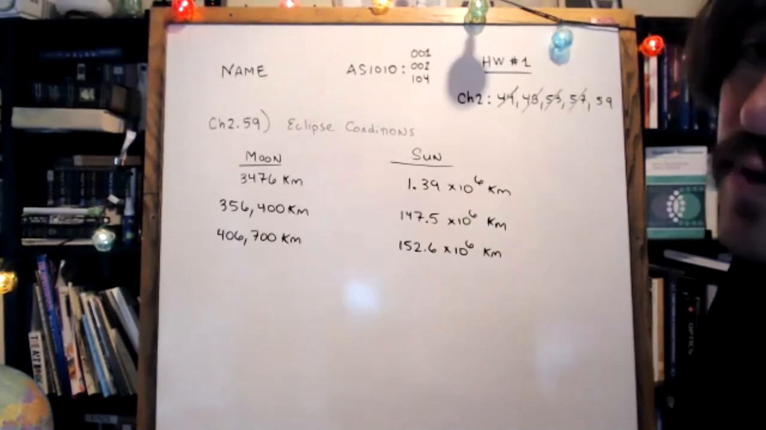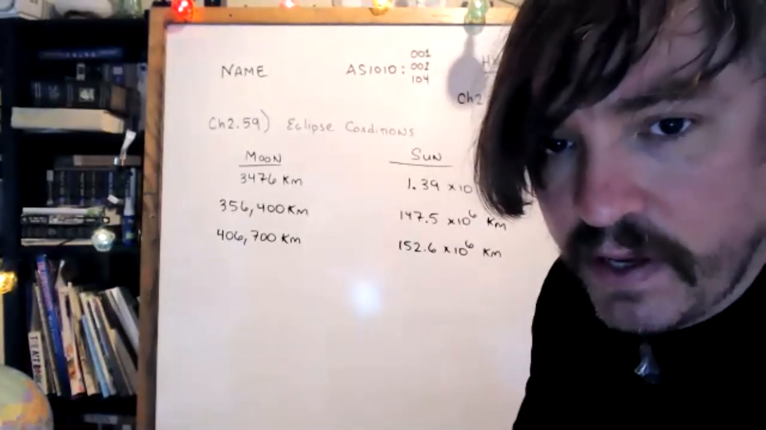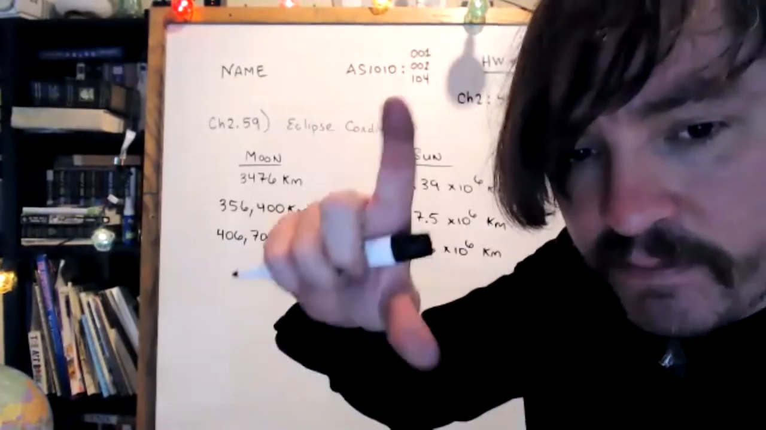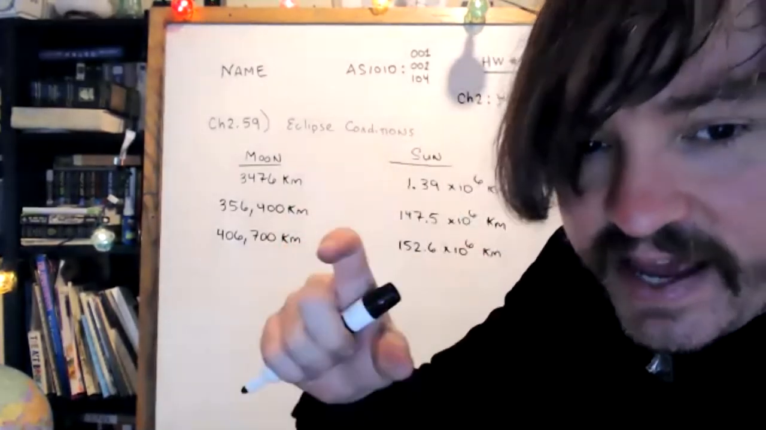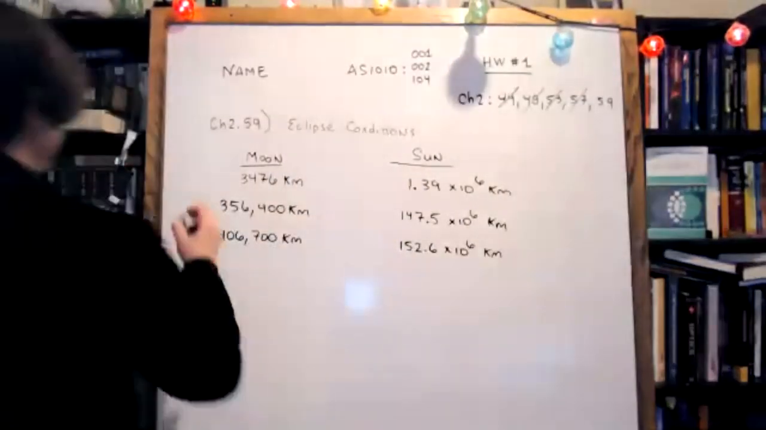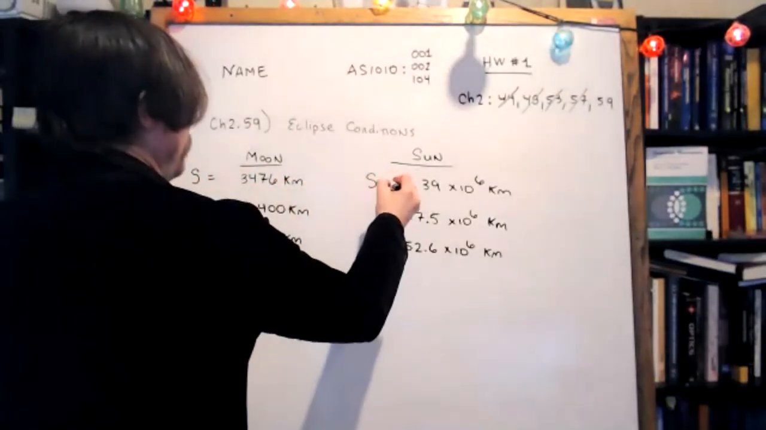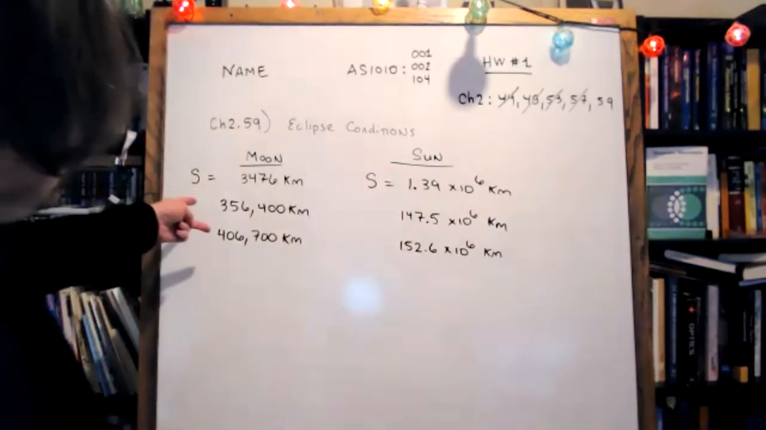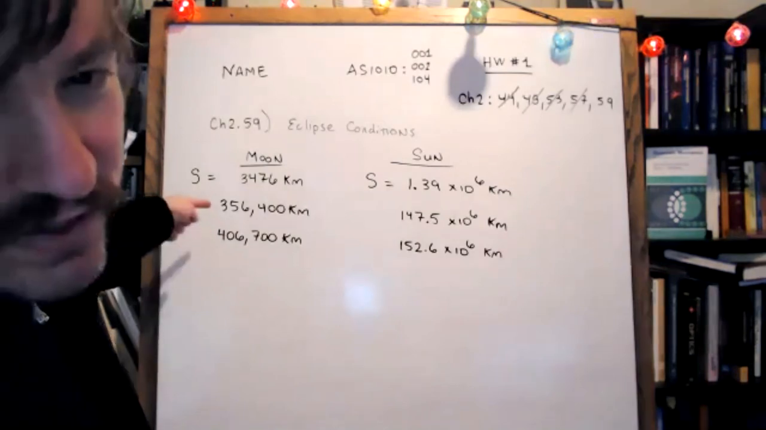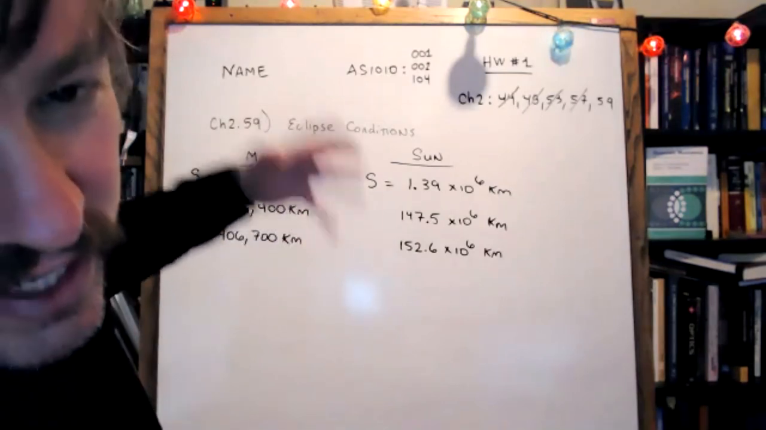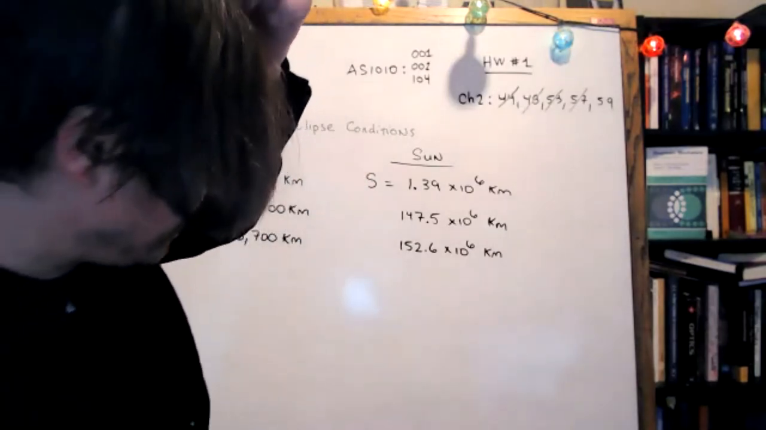Class, this is a problem that is supposed to use the small angle formula. But unlike the previous problem where we calculated the diameter, now they're giving us the diameter. So let's explain what's going on here. They're giving us the diameter of the sun and the moon, and they're giving us the variations in distance. This is distance one, that's distance two. And they want us to rearrange the small angle formula to solve for the angular size.